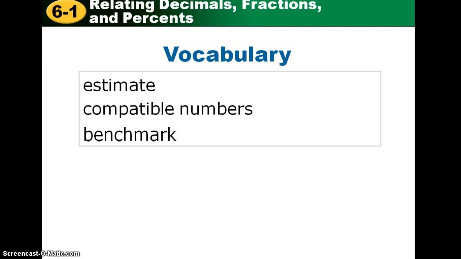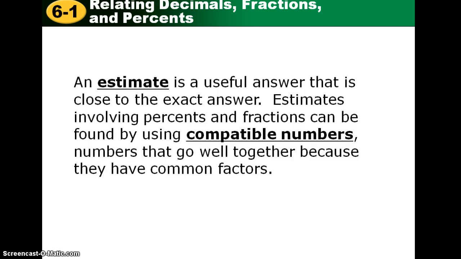This is for section 2. Estimate, compatible numbers, and benchmark. An estimate is a useful answer that is close to the exact answer. Estimates involving percents and fractions can be found by using compatible numbers, which are numbers that go well together because they have common factors.